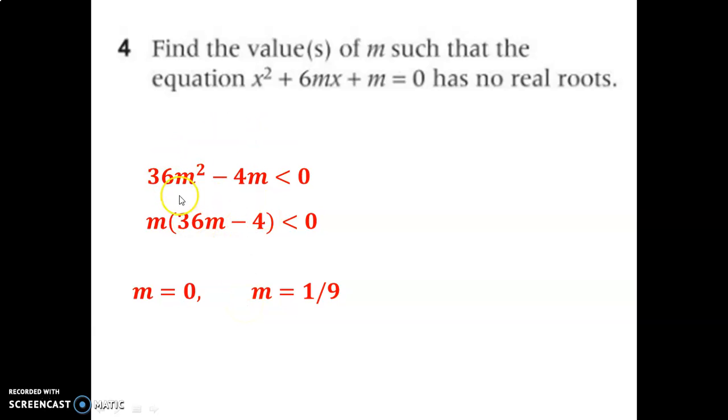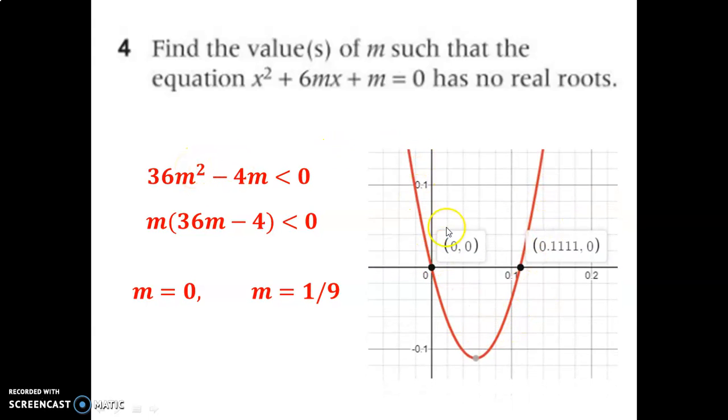Now we're looking for when this parabola is below 0. First of all, is this concave up or down? Well, it's a concave up parabola because a is positive. Then we see our two solutions here, 0 and 1/9, and we want to know when that parabola is below the line y equals 0. It's below it here, that means between 0 and 1/9. So the solution set is m values between 0 and 1/9. If you take any m value between 0 and 1/9 and put it in here, it'll give you a parabola with no solutions.